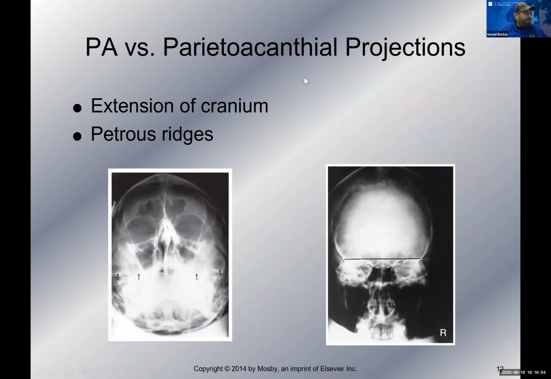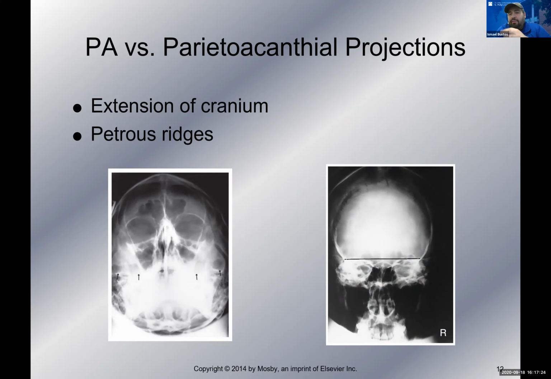Next, we'll talk about a PA projection versus other projections, such as the parieto-canthal projection. For PA skull projections, we're looking at the anatomy in the anterior portion of the head. When you do a PA projection, certain structures will obscure other structures, and there are different variations of PA projections that we can do to move structures around.